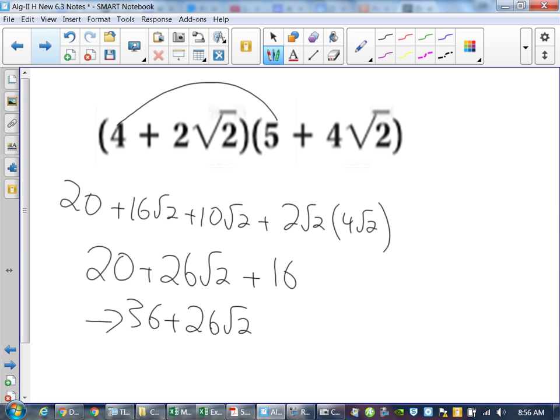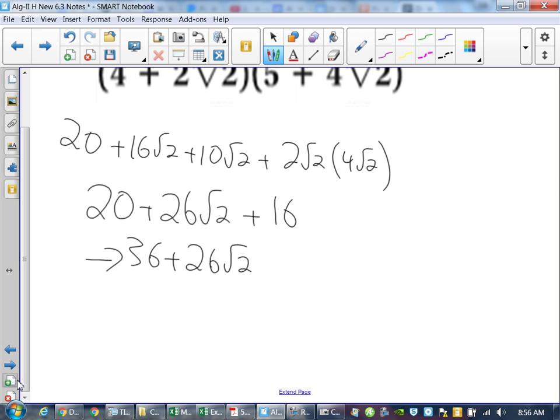What's wrong? You're staring at it cross-eyed. Yes. Plus 16. Multiply those two, you get 8. Root 2 times root 2 is 2. Square root of junk times square root of junk is junk. So I get 8 times 2, I get 16.